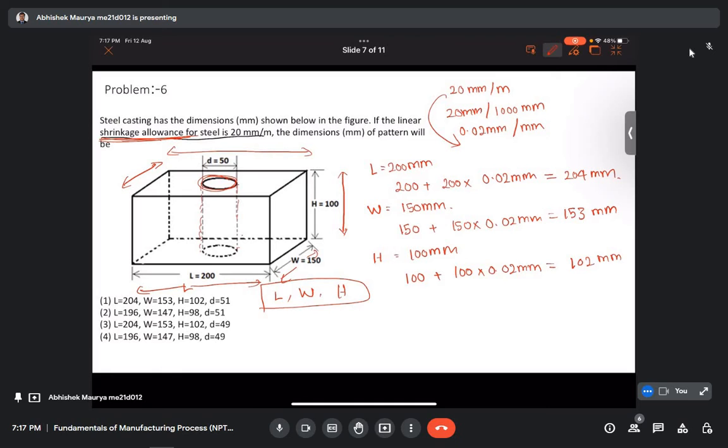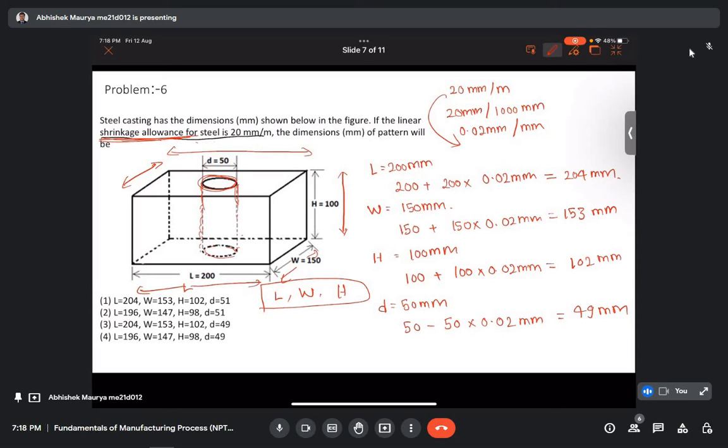Since this hole is an internal feature of the casting, we have to give negative shrinkage allowance. So what should be the diameter of the hole in the pattern? The casting diameter is 50 mm. The diameter of the hole in the pattern will be 50 minus 50 into 0.02, which equals 49 mm. So this will be the final dimension of our pattern, made for the steel casting.